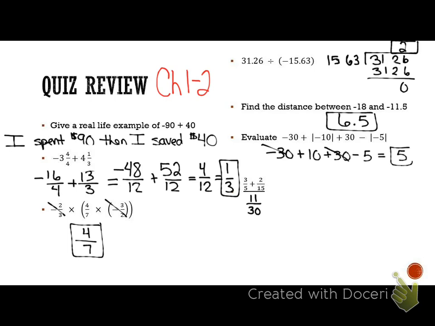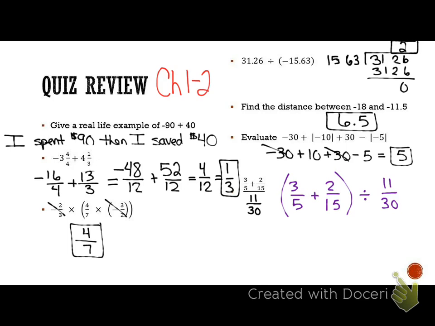5. All right, complex fraction. Remember, with a complex fraction, you pull out the numerator and denominator. If there's something to simplify, it must be in parentheses. 3 over 5 plus 2 over 15. You have to simplify that first. That's why I put it in parentheses. Divided by the denominator, 11 over 30.